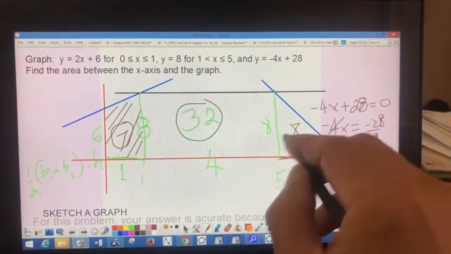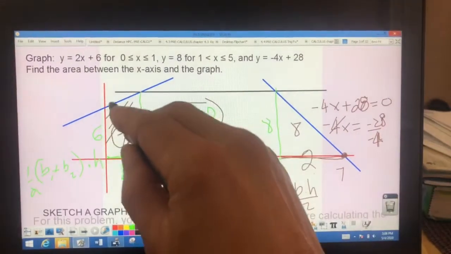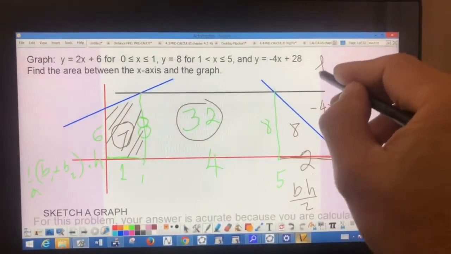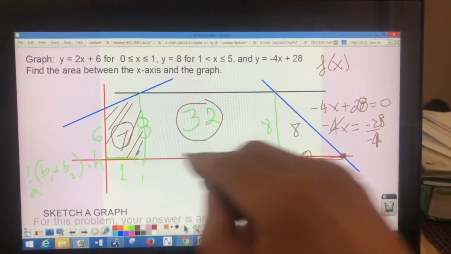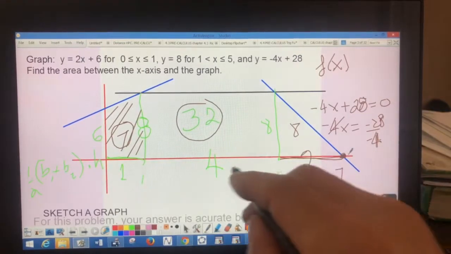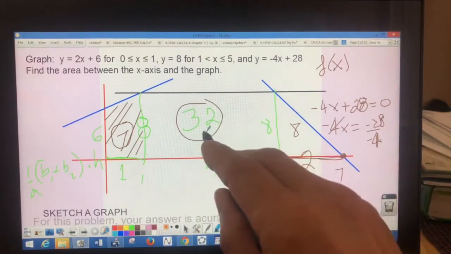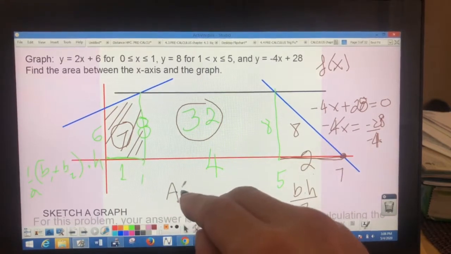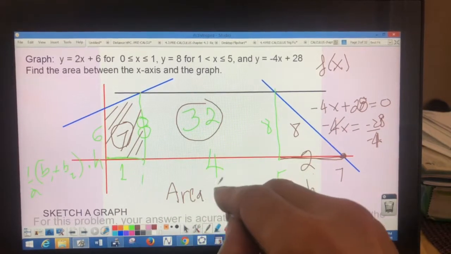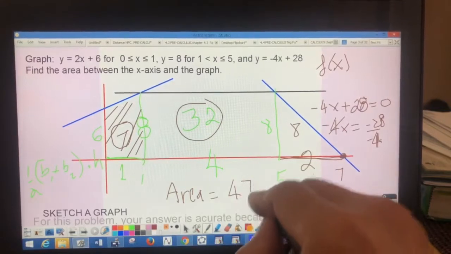Now you add all of those. That's your area under this function f of x, as your composite function. So it starts from 0 to 7. Basically, that's what that is. So that's going to be 40. Total area is 47. Just add them all up.